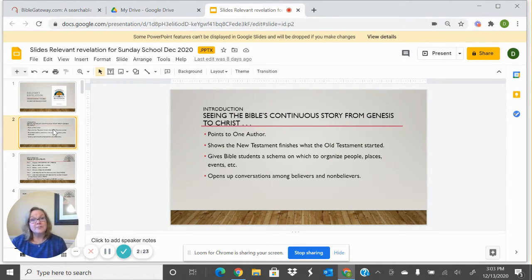It also gives Bible students a schema on which to organize people, places, and events, when you realize that the Bible is laid out in a view of Israel's history from the beginning to the point in the story where Israel ceases to exist, and then ultimately in Israel's afterlife, or appreciation for heaven. So this will also allow you to have open conversations with people.